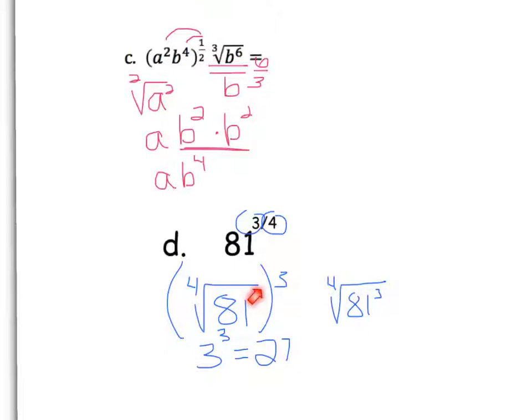Now one last thing, if this had been a negative, so a negative 1/3, that just means, like it did with negatives, that you're going to be taking the reciprocal of your final answer. So 81 to the negative 3/4 would be 1/27.